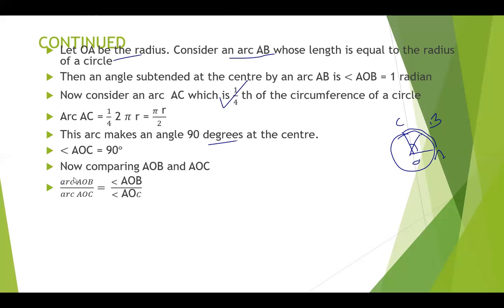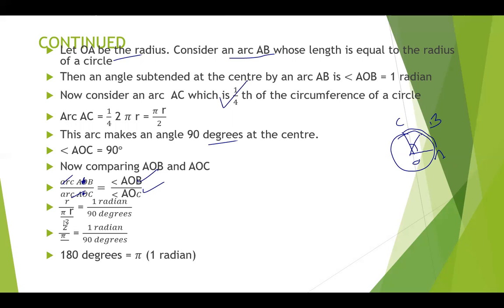So arc AB divided by arc AC is equal to angle AOB divided by angle AOC. Arc AB is of length R, divided by arc AC, which is 1/4 of 2 pi r, meaning pi r by 2. Angle AOB is 1 radian according to the definition of a radian. Angle AOC is 90 degrees. When we cross multiply, 90 into 2 and pi here, we get 180 degrees is equal to pi radians. Thus, pi radians is always equal to 180 degrees.